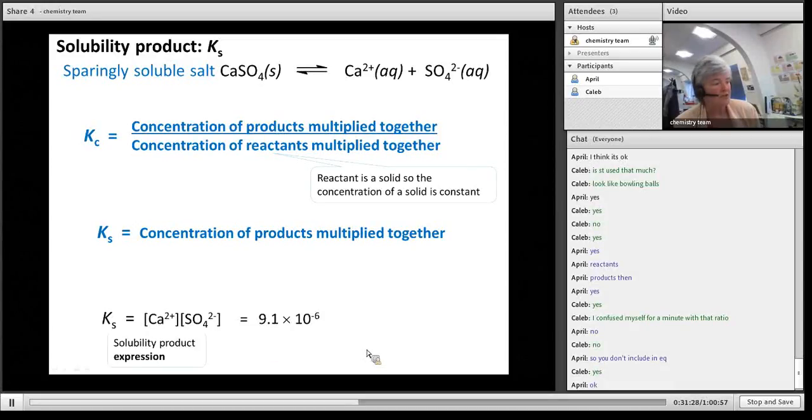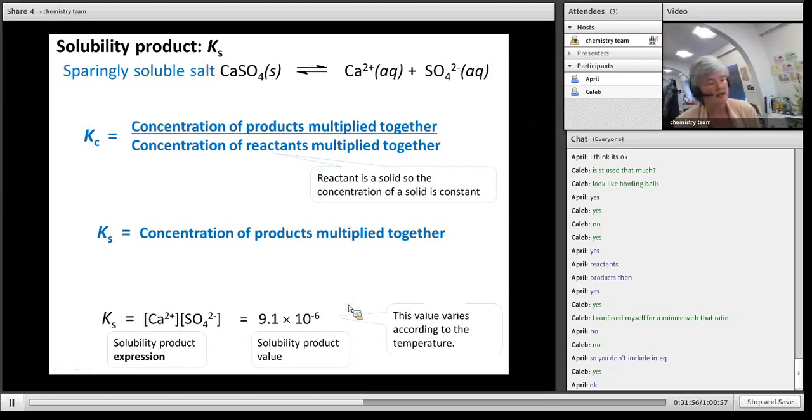Okay, so remember that's the expression, and this is the value. And then, of course, that is the equation. So if I say calculate the solubility product, I want you to calculate the value. If I say write the solubility product expression, I want you to write Ks is equal to, and then you write the ions down. Okay.